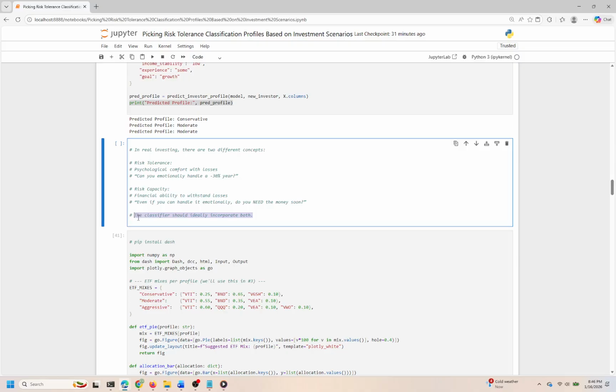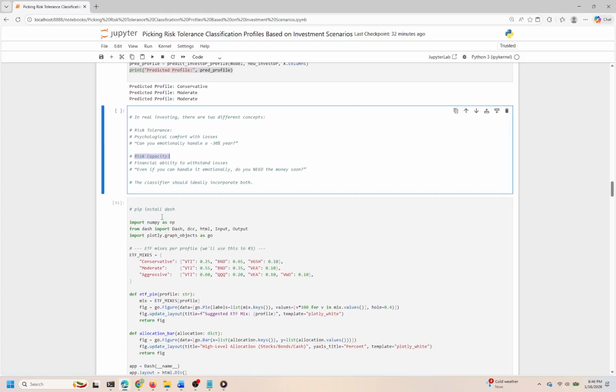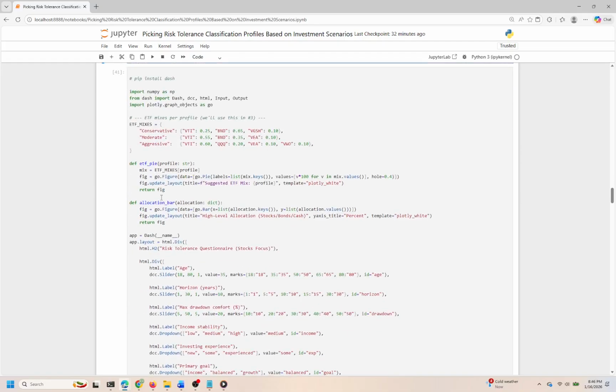However, it's crucial to recognize that these concepts can sometimes be at odds. An investor may have a high risk tolerance but a low risk capacity, which could lead to risky choices that are not sustainable. As we move forward, the next cell will likely build on this understanding by introducing methods to implement this classification into a practical framework. This will help us analyze investment choices more effectively by taking both emotional and financial factors into account.